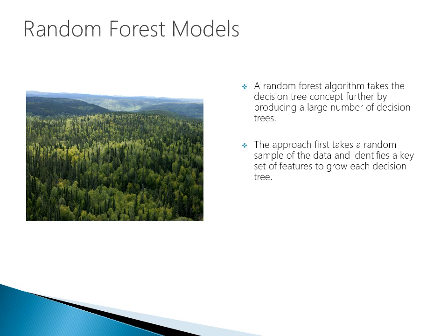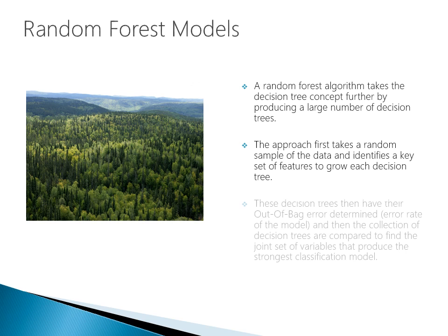How did this tree perform compared to the first tree? And it continues to iterate through this process. And eventually an entire forest is produced of these random features, hence the name random forest. Okay. These decision trees then have their out-of-bag error determined, which is the error rate of the model. And then the collection of decision trees are compared to find the joint set of variables that produce the strongest classification model.